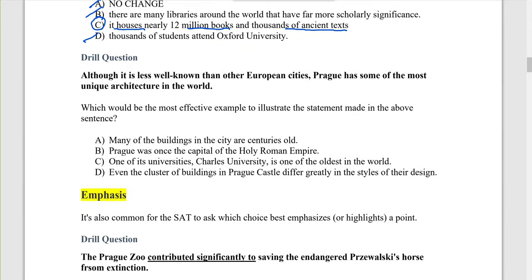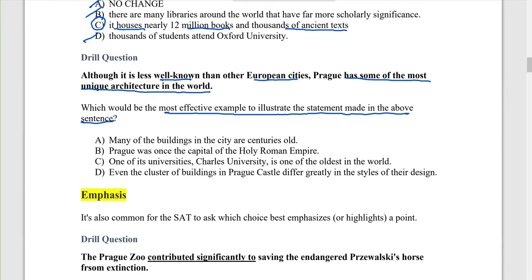Let us go to another drill question. Although it is less known than other European cities, Prague has some of the most unique architecture in the world. For me, this sentence is fine. But the point here is, what is the question asking here? Which would be the most effective example to illustrate the statement made in the above sentence? What is the statement made in the above sentence?